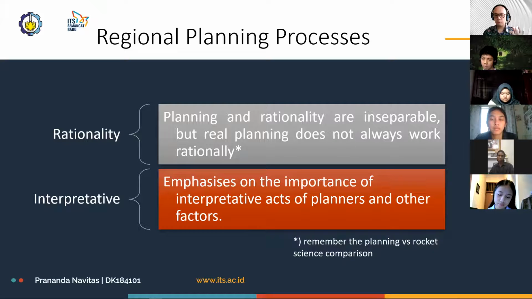I mentioned here that there is supposed to be a rationality and an interpretive stage to regional planning, but in reality, planning and rationality are inseparable, but oftentimes real planning does not always work rationally. If you remember last week, I gave a comparison between spatial planning and rocket science, and it's that sort of complexity where in spatial planning we deal with human behavior. Well, in regional planning, we deal with economic forces, market forces. We deal with greater political forces, of course, and the like.